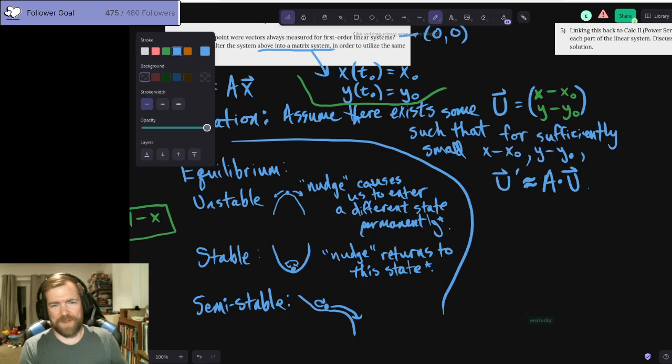So anyway, for linearization, we're going to assume that there is a linear system which is centered around x0, y0. And so therefore, for sufficiently small x minus x0 and y minus y0, we're going to get a reasonable approximation for that particular system that exists around that point x0, y0.